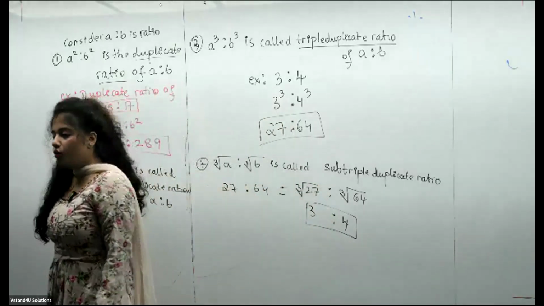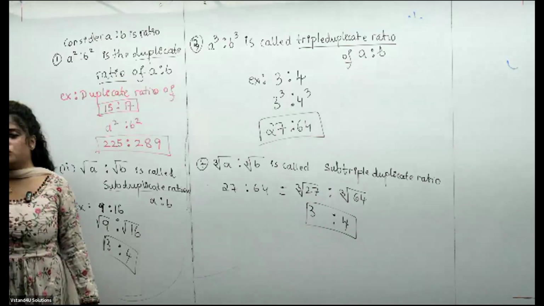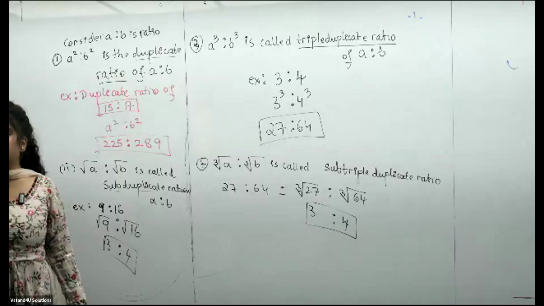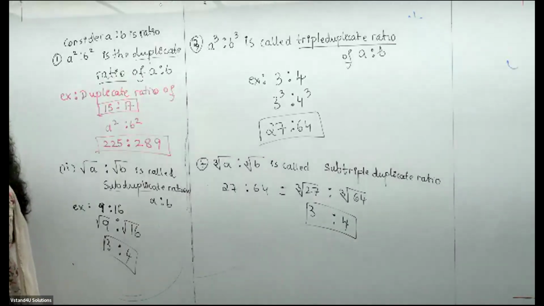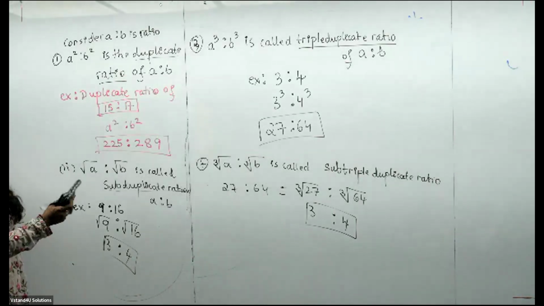Clear? What is the law of proportionality? If A is to B is equal to C is to D, then you will get AD is equal to BC. Clear? Done? Online students, clear?